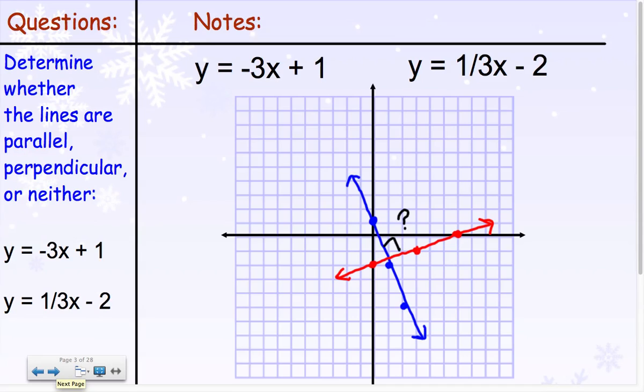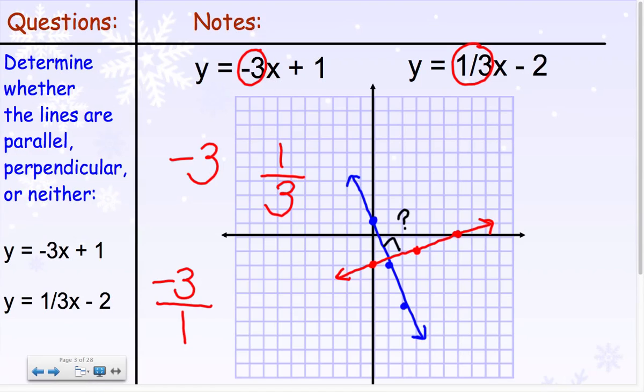The way we can figure that out is by looking at the slopes. The slope of negative 3x plus 1 is negative 3. The slope of 1/3 x minus 2 is 1/3. Now let's figure out if these are flipped and changed. If I have negative 3, I could write that as a fraction like negative 3 over 1. If I flip it, I'd have 1 over negative 3, and if I change the sign, it would be a positive 1/3. Did my other equation have a positive 1/3 as the slope?